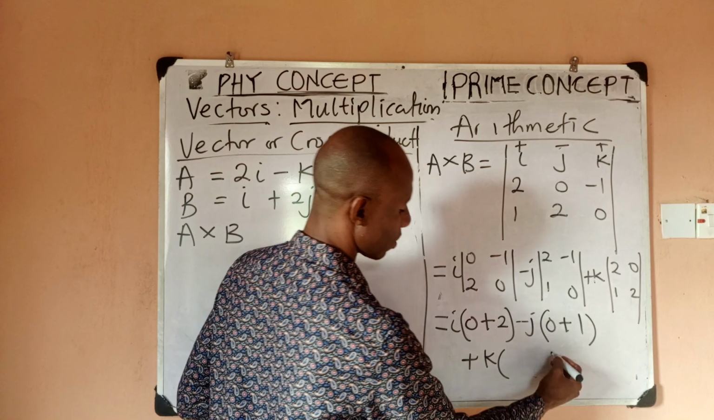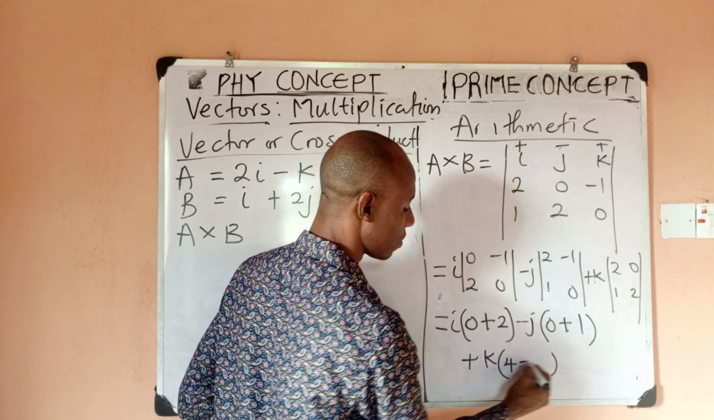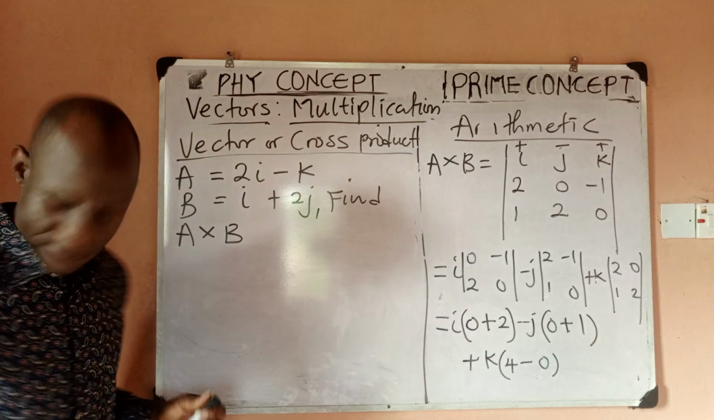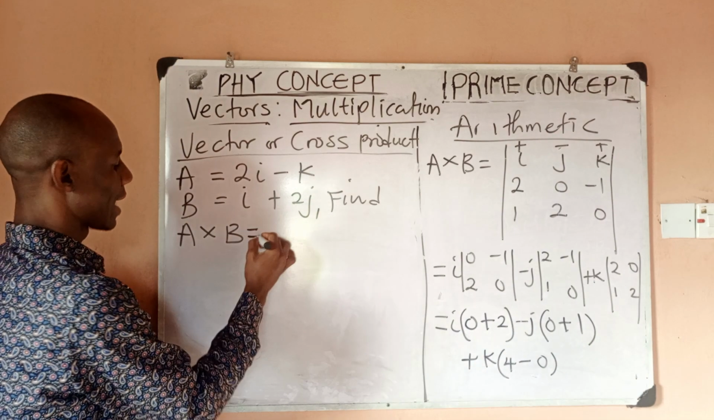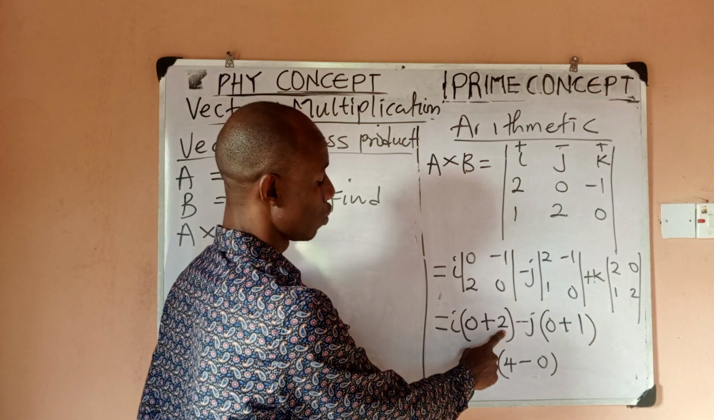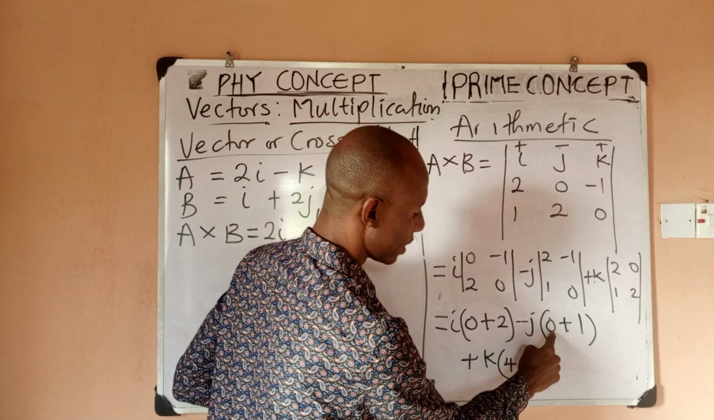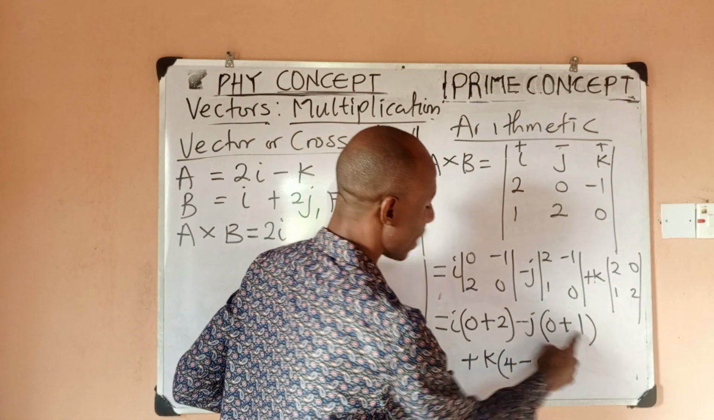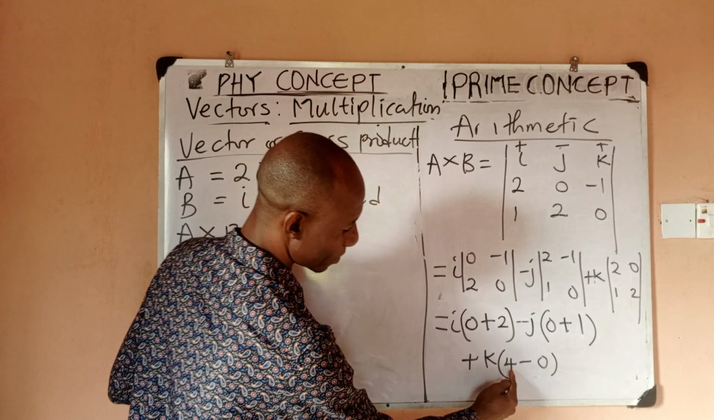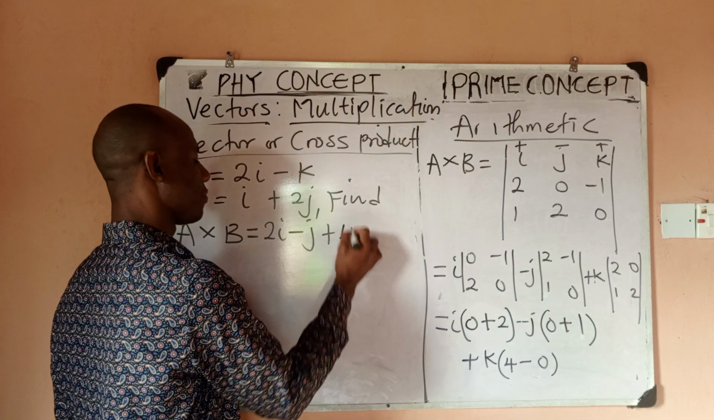This part. So I would have 2 times 2 is what? 4. Immediately I multiply, I would introduce minus. Then 0 times 1 is 0. Right? So that very quickly I can have this. So I have 0 plus 2 is 2. 2 times i is 2i. I'll go to the next one. 0 plus 1 is 1. And then 1 times minus j is minus j. I'll go again. 4 minus 0 is 4. 4 times k is plus 4k.